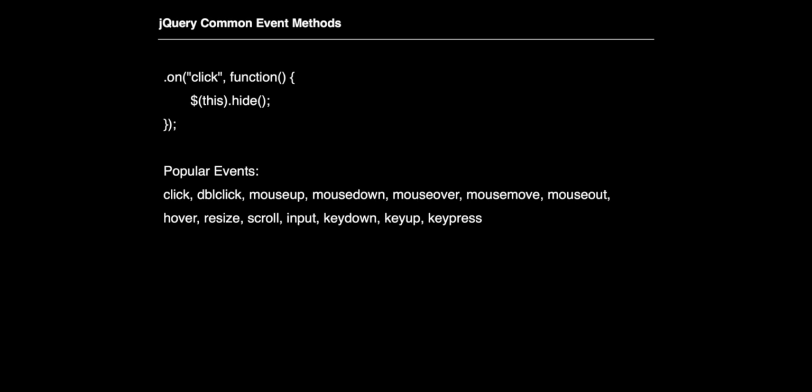And then for common event methods, there is the on method, on function that allows you to say, okay, on click or on mouse up or on mouse over, I want to run this function, I want to do something. In this case, on click, I want to hide whatever I'm clicking on. So this is just saying this element that I'm interacting with, I'm going to hide it. So let's play around with that for a little bit.